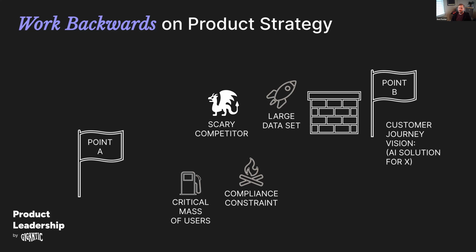And usually as you're forging what this strategy is, you can think about working backwards. So you could say, well, in order to have this AI solution, what would I need? Well, I'd need this large data set. In order to get that, what would I need? Well, I'd need this critical mass of users. And then that takes me back to, how am I going to achieve that? Maybe it's through partnerships. Maybe it's through some new growth investments that we're going to make, et cetera.